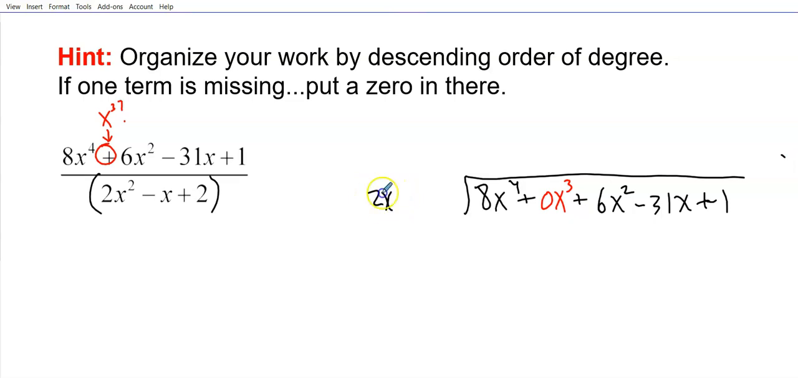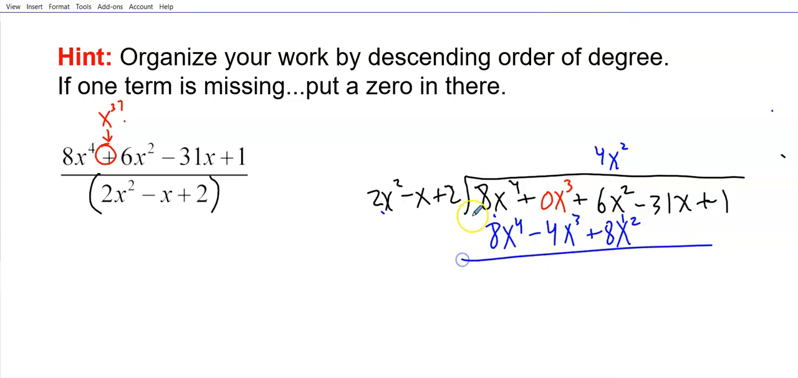And by the way, this time we're dividing by a polynomial, a trinomial in fact. So it's going to be a touch harder. Let's see what happens. That should be fun. So we look at this, we go, okay, 2x squared times what is 8x to the 4th? So that would be 4x squared. So to put that in the x squared column, because it's right above the x squared there. The first term is going to match 8x to the 4th minus 4x cubed plus 8x squared. I'm going to subtract all those guys.